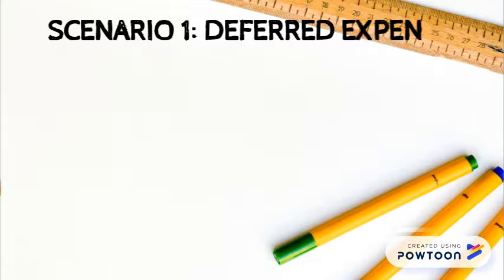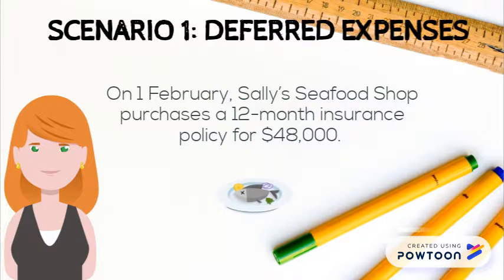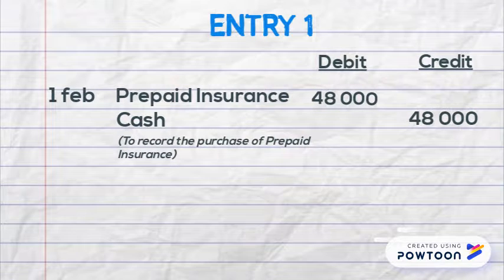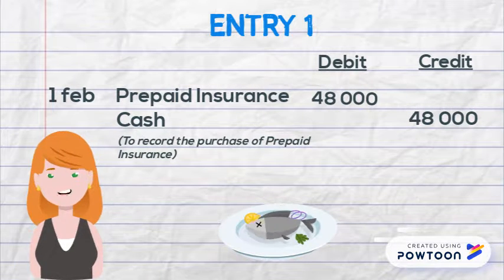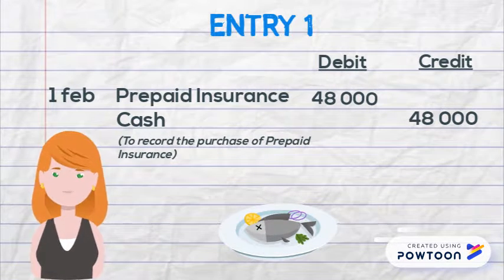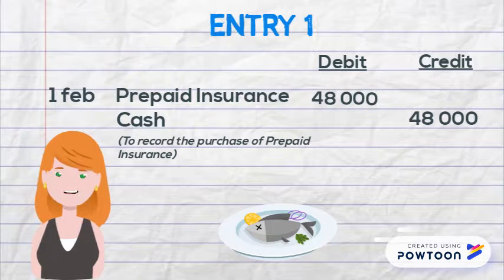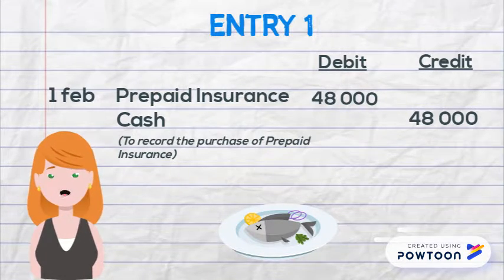Deferred expenses. On February 1st, Sally's seafood shop purchases a 12-month insurance policy for $48,000. Because the insurance has not yet been incurred, it is recorded in the journal entry as an asset. This is the prepaid insurance account, which is debited at an amount of $48,000. Then the cash account is credited at an equal amount of $48,000 in the same journal entry.